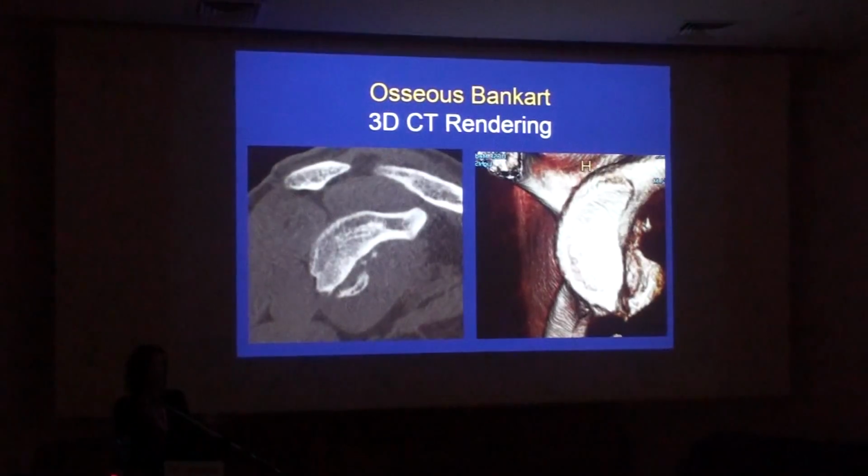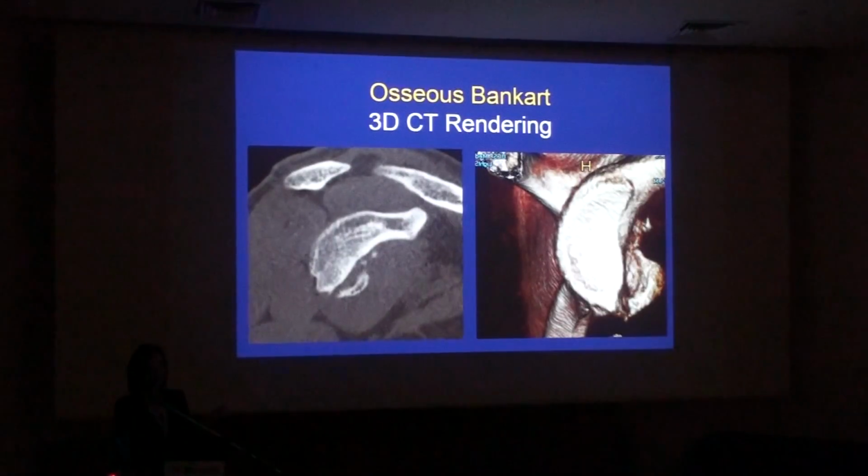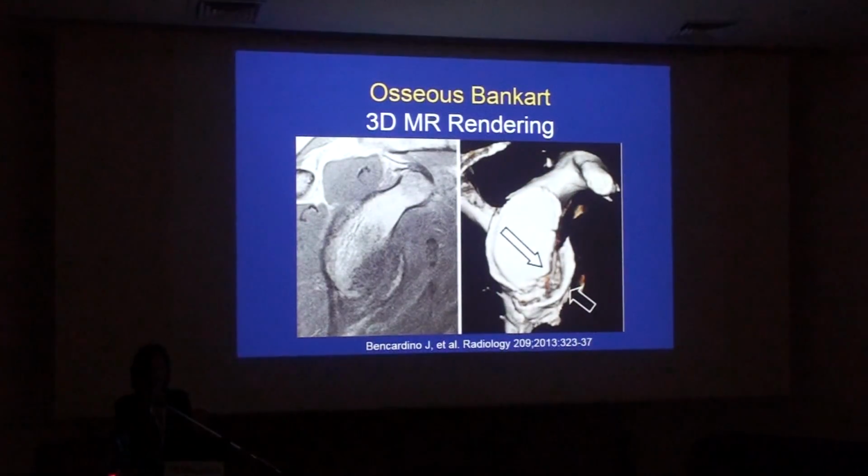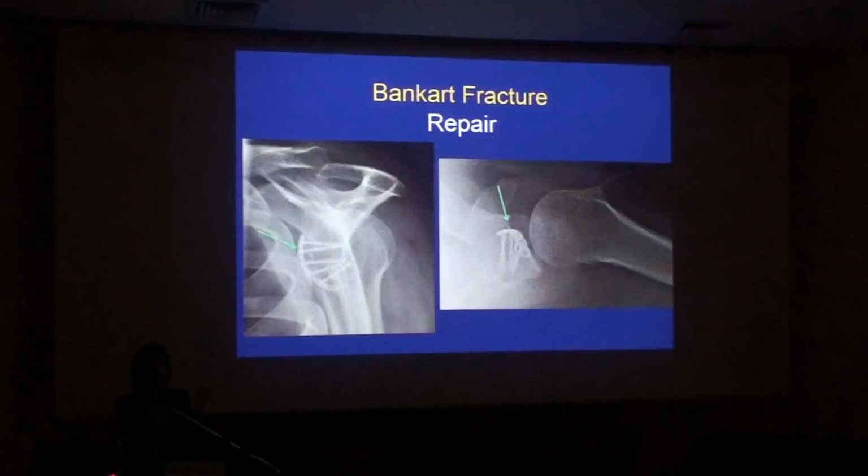Lots of us use CT. The main thing is to get good 3D rendering of the fragment so that they can plan their surgery and evaluate how much of the glenoid rim is gone. But they're also showing that MR can be used for the 3D rendering. And again, the same group at NYU is doing this kind of work, showing us how we can go from a single static sagittal image to a beautiful 3D reconstruction there.